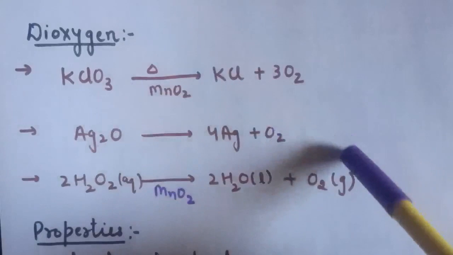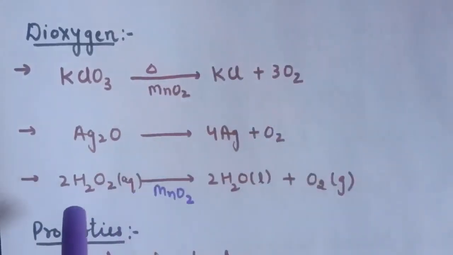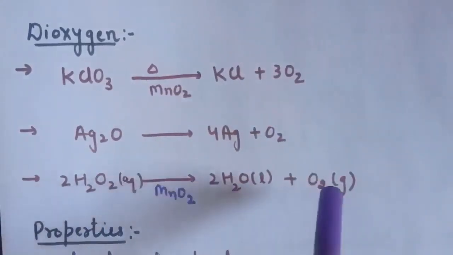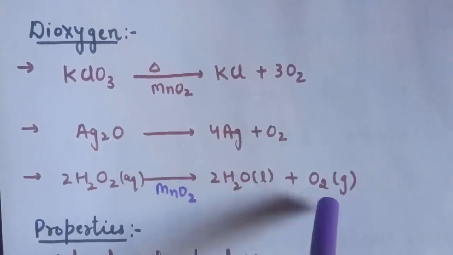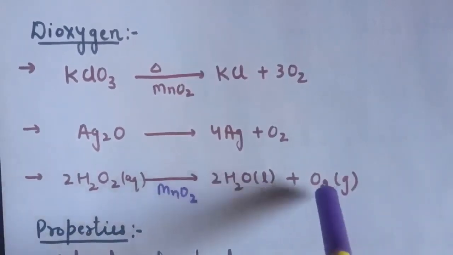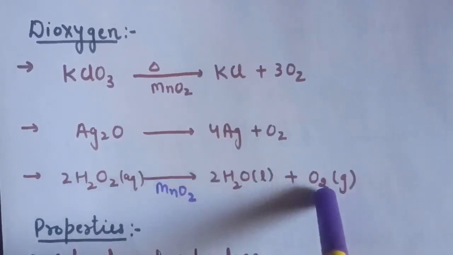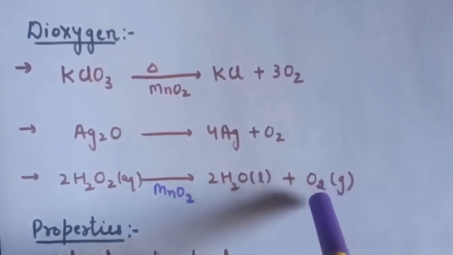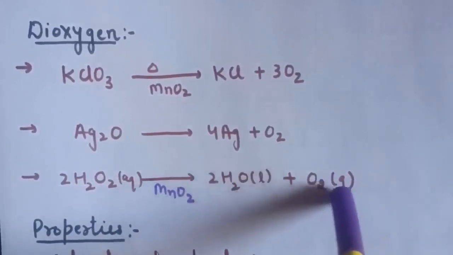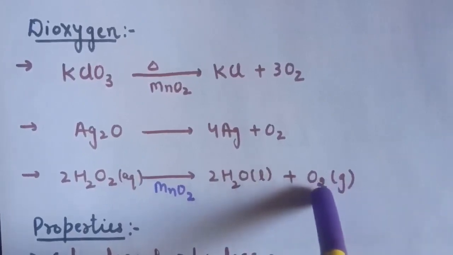So these are the three preparation methods for dioxygen, and on a large scale it can be prepared from air and water. That is, electrolysis of water leads to the release of hydrogen at the cathode and oxygen gas is released at the anode. So by the electrolysis of water we can also produce dioxygen gas.